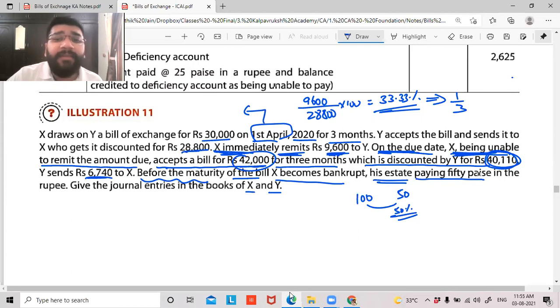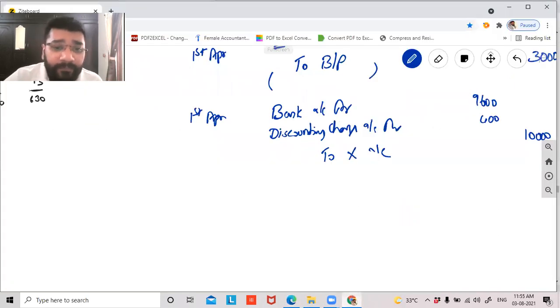From 1st April, you have to add 3 months. 4th July, sir. On 4th July, a new bill is drawn by Y upon X, which is accepted on the same date. Now, when the bill is accepted by X and given back to Y, what will be the journal entry in the books of Y?